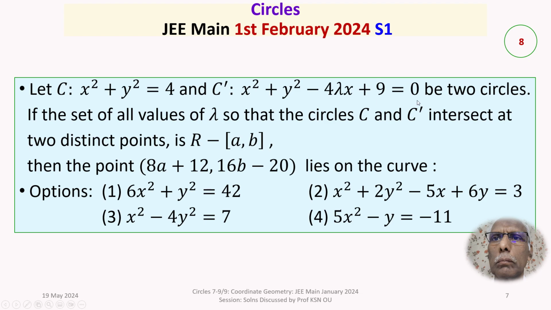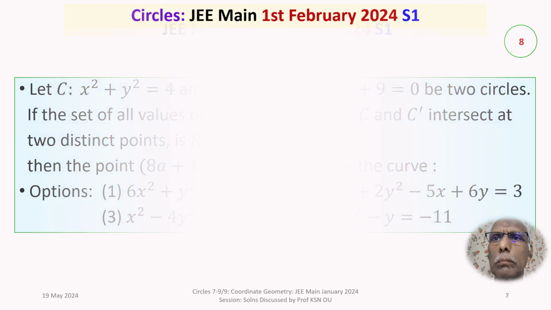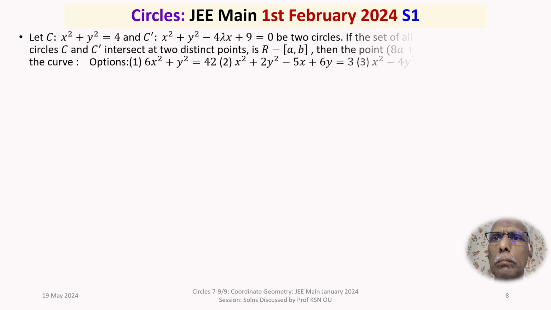So we are given two circles. In one of the circles there is a lambda, and we have to find the set of all the values of lambda such that the circles C and C prime intersect at two distinct points, and that set is given to be R minus the closed interval a comma b. Then we are required to find the point, the ordered pair 8a plus 12 comma 16b minus 20. This point lies on which of the following four curves? Agreed. Let's now discuss the solution of the problem in detail.